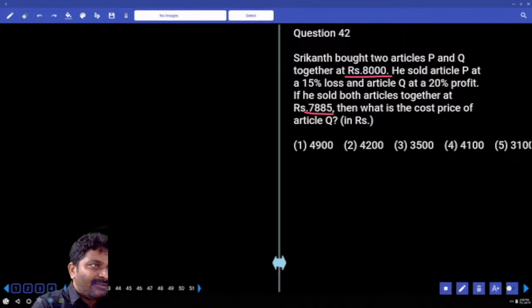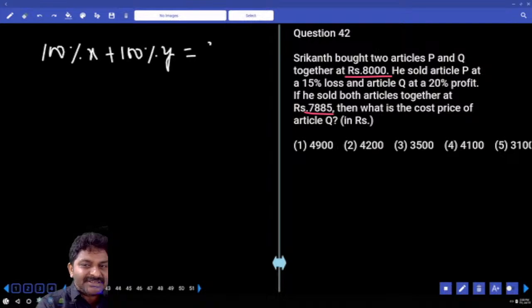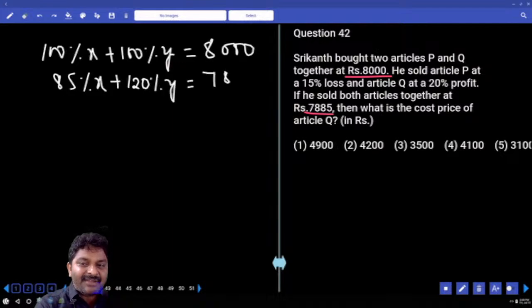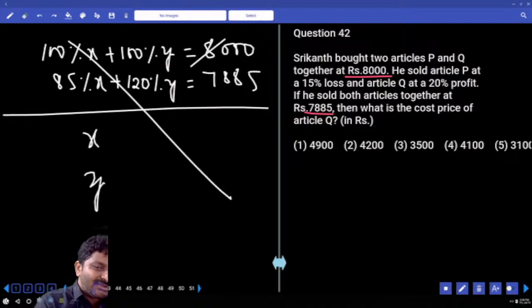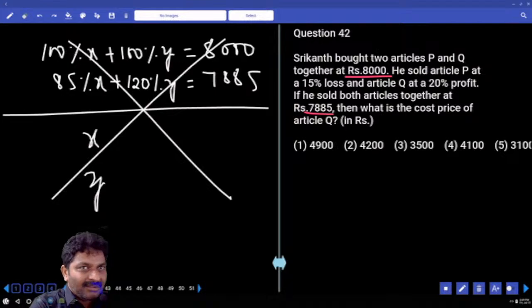Equation, that is one way you can do it, which is 100% of X plus 100% of Y, both cost prices, which is 8,000. First is sold at 15% loss, selling price 85% of X. The other is sold at 20% profit, 120% of Y, and the total is equal to 7,885. Solve and get the value of X, Y, whichever you want. This is one way, but this is ruled out. If you use it, you'll definitely get the answer, but it takes time.